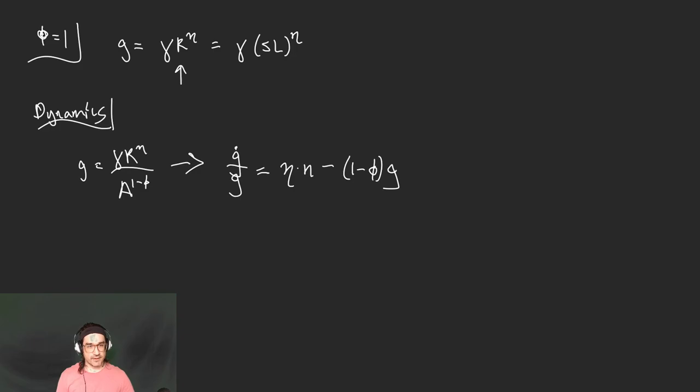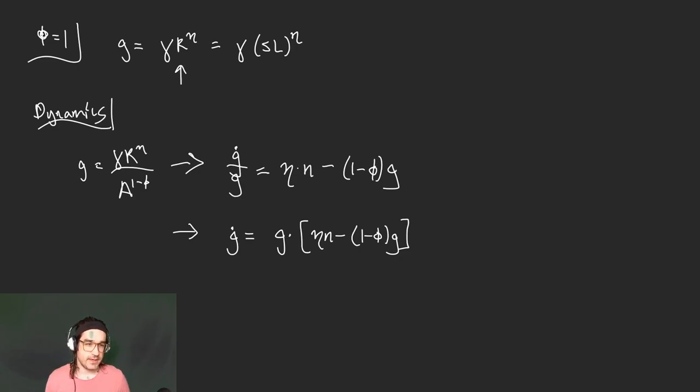So we just took a growth rate of the growth rate equation. We get another equation which describes the dynamics of the growth rate itself. There's no A in it anymore, or R. It's all just G dot equals, in this case, G times eta N minus 1 minus phi times G.